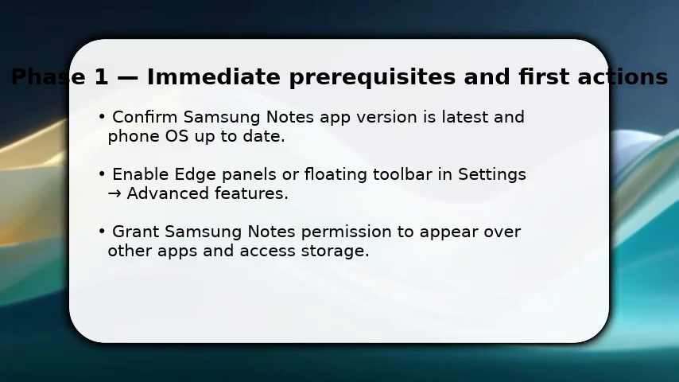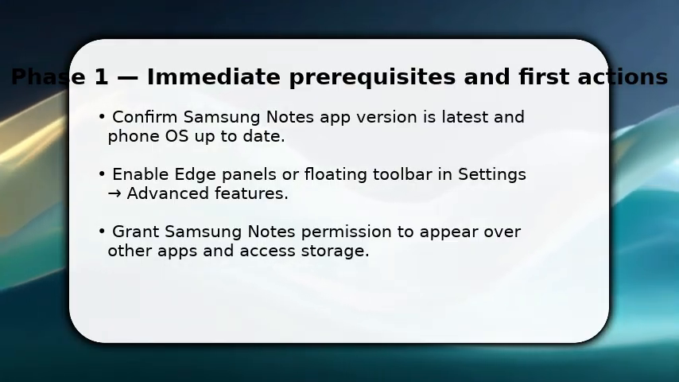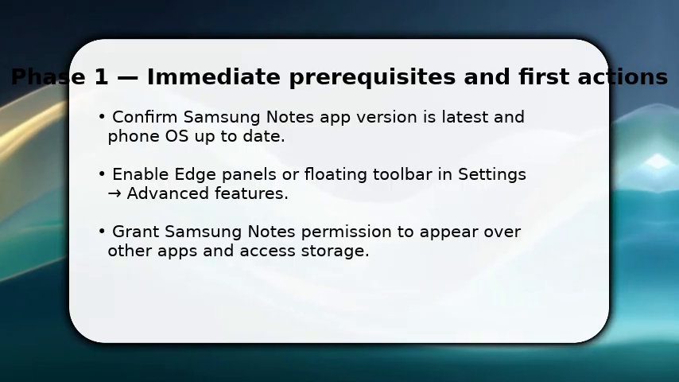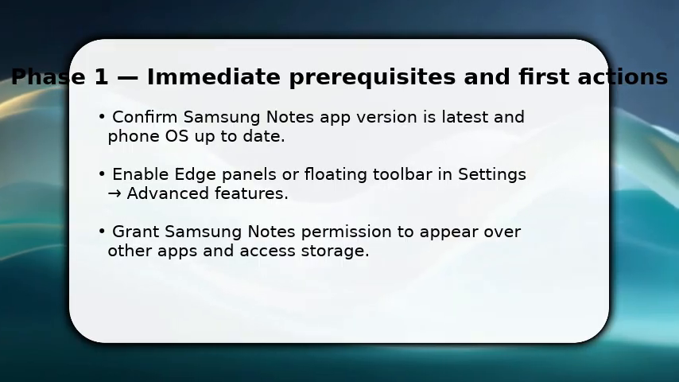Start by opening Settings and Samsung Notes. This is where you prepare the phone to act like a toolbar. You enable the floating shortcuts first. That gives you immediate access to pens, eraser, and layers.